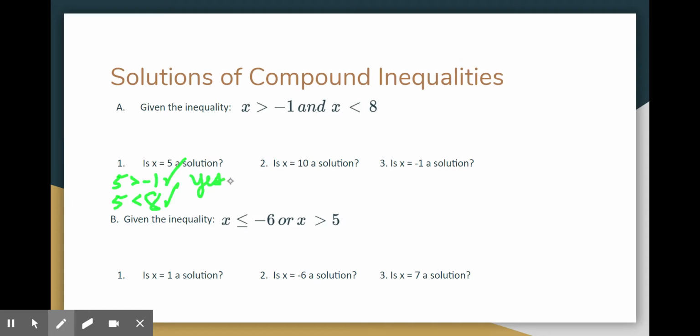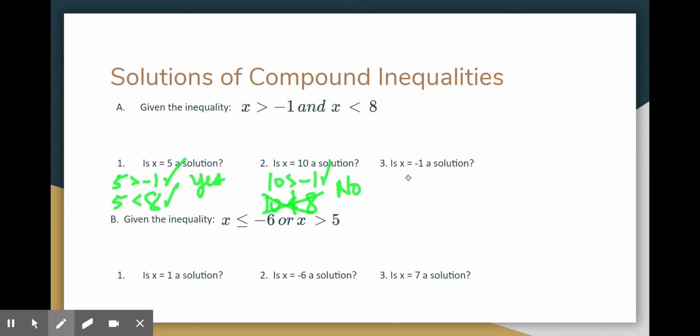So is x equal 5 a solution? Yes, it is. Okay, how about x equals 10? Is 10 greater than -1? Yes. Is 10 less than 8? No. No good. So is x equal 10 a solution? No. You brought me the hamburger, but not the hot dog. So no, it's not a solution.